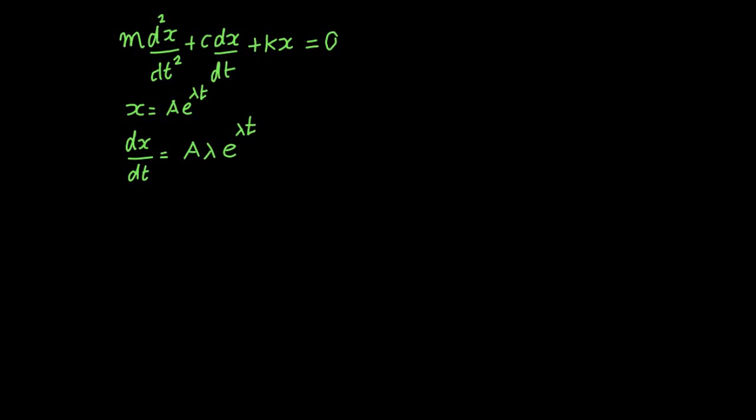Let me differentiate this equation again. d square x over dt square. If you differentiate this equation one more time, you'll be getting a into lambda into e power lambda t. If you differentiate, you are going to get e power lambda t. Again, differentiation of lambda t is lambda, so that should be thrown outside. So that becomes lambda into lambda, that is lambda square.